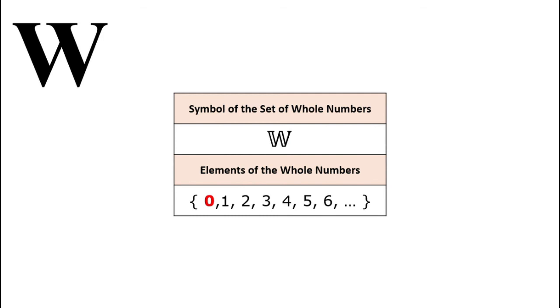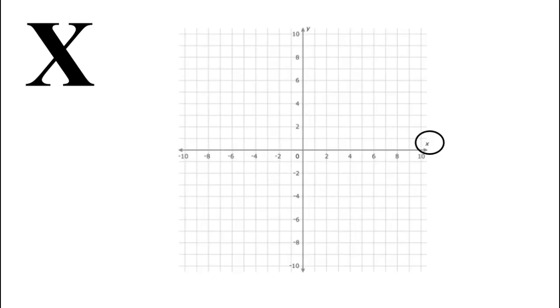W is used as the symbol of the set of whole numbers. So we have all the positive integers and 0 also. 0 is included in here and not in the natural numbers. X is used to label the x-axis, the horizontal axis of the graph normally. It is also used as 10 in Roman numeral.